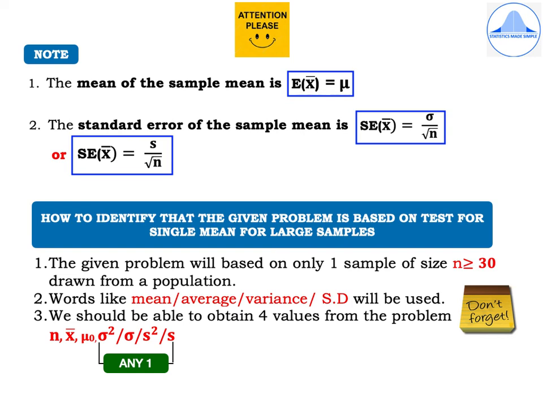So the four values which you're supposed to get from the problem are n, x bar, mu naught. These are for sure. Then you need one more value. That one more value can be either sigma square, or sigma, or s square, or s. So totally you should get four values from the problem. I'm leaving out the alpha value, but these four values, that is n, x bar, mu naught, then either sigma square, sigma, or s square or s should be given.